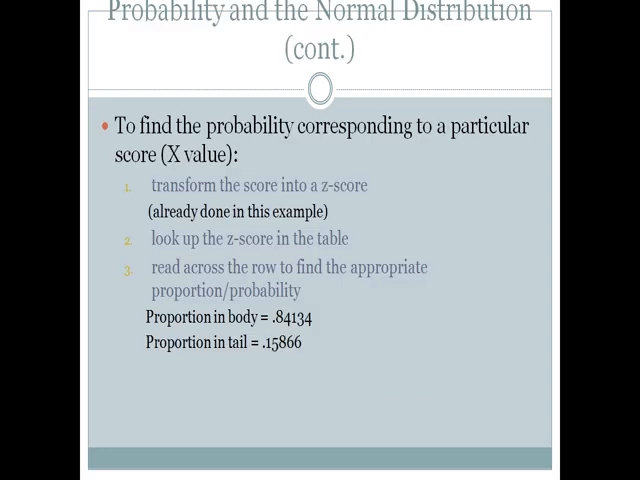Once we've done that, we go through these 3 steps: transform our score into a z-score, which we already have, it's 1.0; look up the z-score in the table; and then find the proportion in the body and the proportion in the tail from the table. And these are the numbers that you should have come up with.